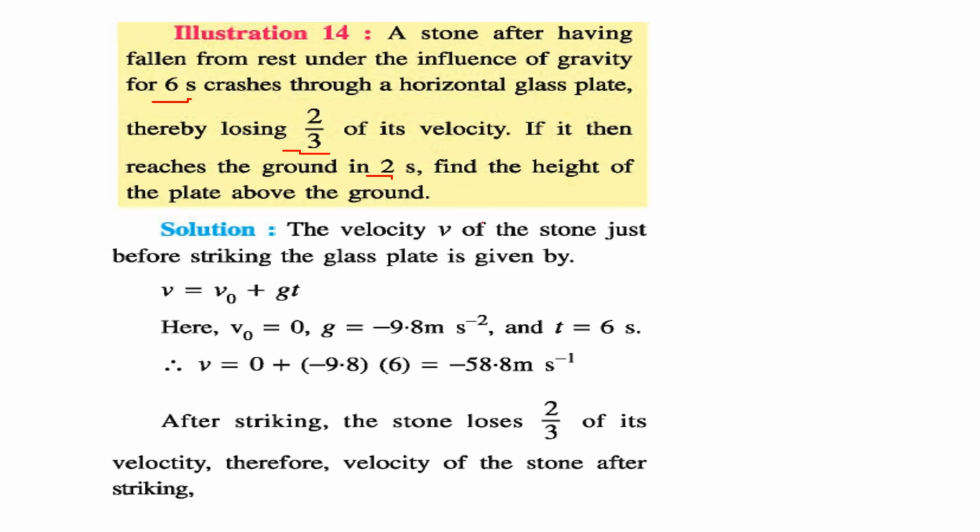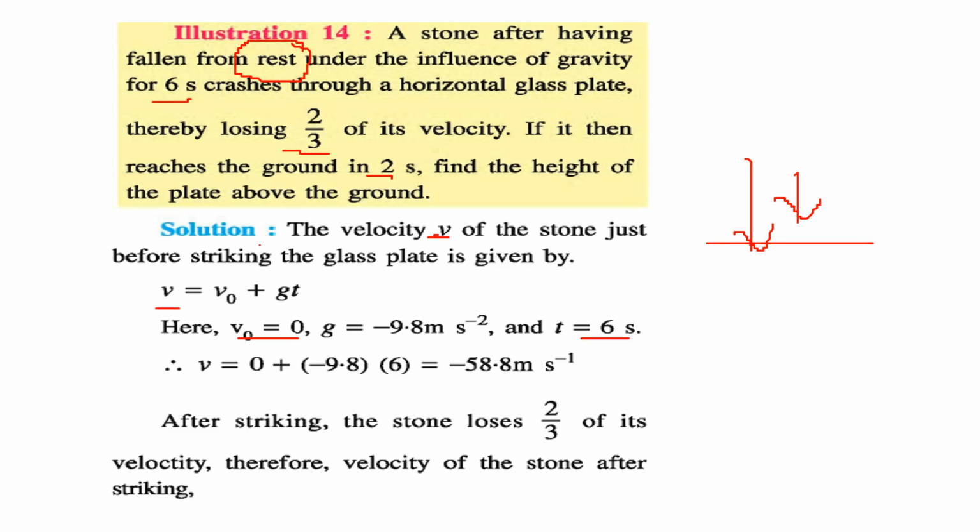The velocity v of the stone, just before it strikes the glass plate, if we take it as v, then the initial velocity is 0, because the stone is at rest while it is being thrown, and the final velocity we assume to be v, because acceleration is always 9.8 meter per second square in this direction, and time is 6 seconds.